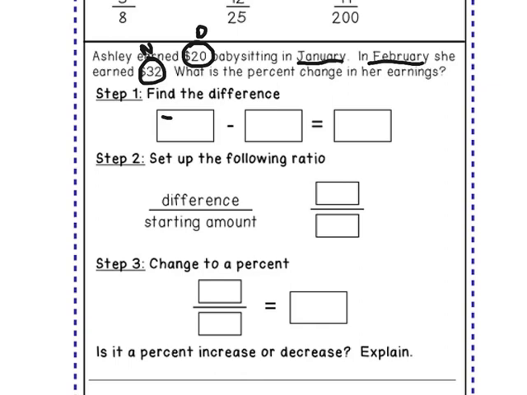So we're just going to write 32 minus 20. And we are going to subtract those two. So that is 12.